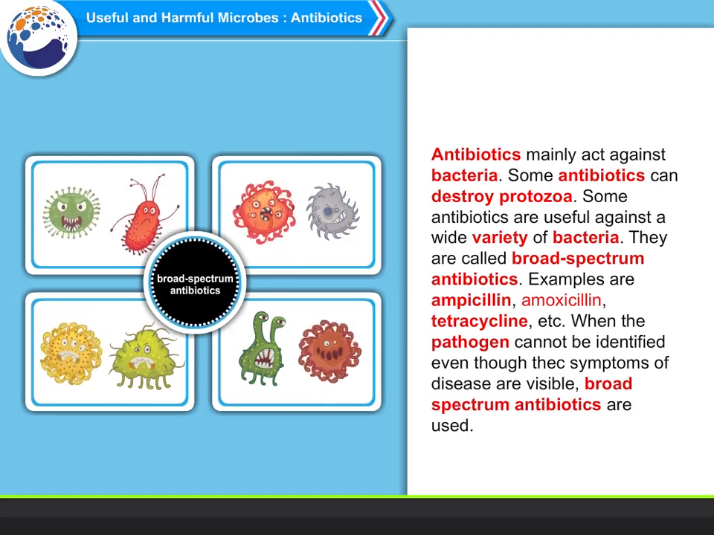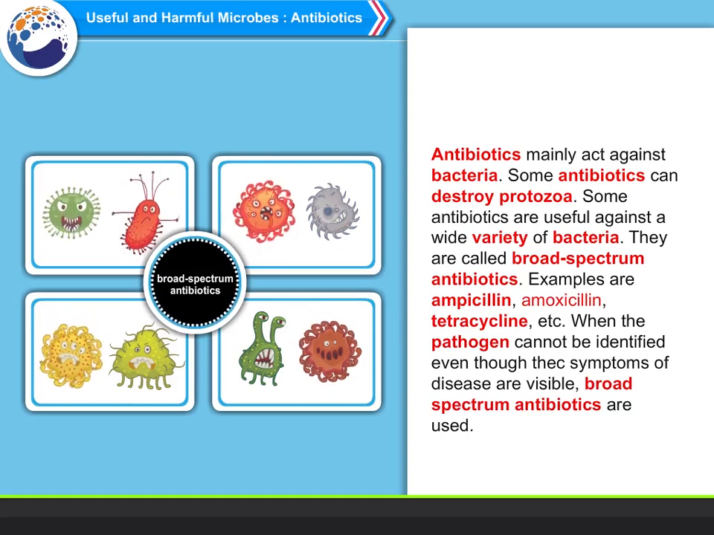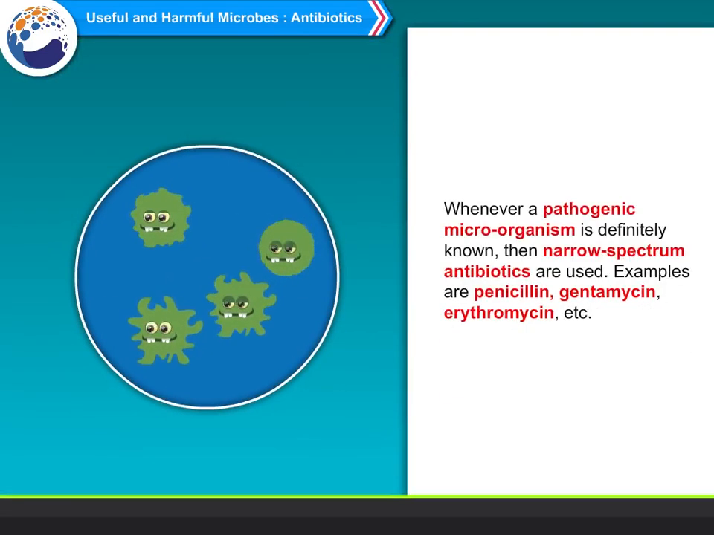Some antibiotics are useful against a wide variety of bacteria. They are called broad-spectrum antibiotics. Examples are ampicillin, amoxicillin, tetracycline, etc. When the pathogen cannot be identified even though the symptoms of disease are visible, broad-spectrum antibiotics are used. Whenever a pathogenic microorganism is definitely known, then narrow-spectrum antibiotics are used. Examples are penicillin, gentamicin, erythromycin, etc.